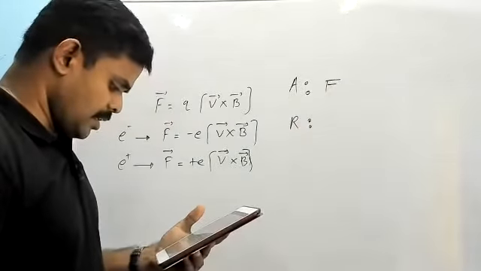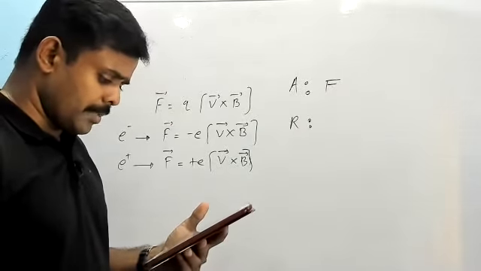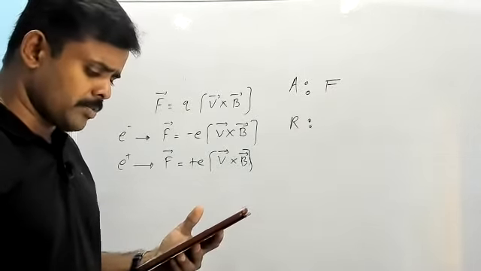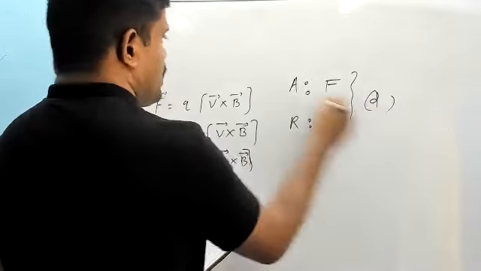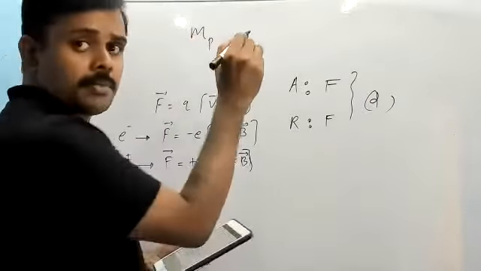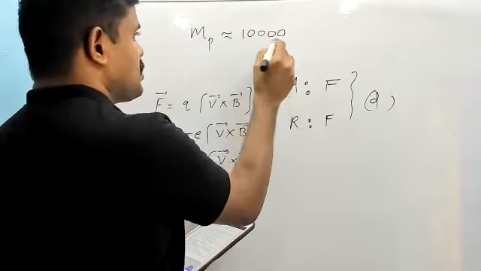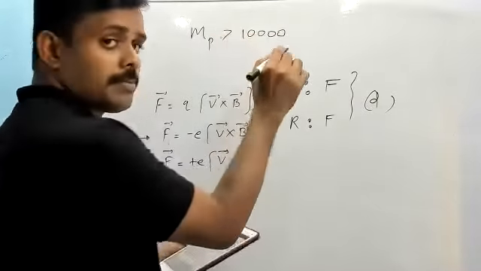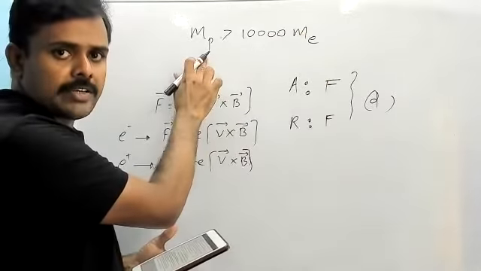They say the proton experiences more force. That's wrong, absolutely wrong. The reason says the mass of proton is more than that of electron. That is also false? Answer is option D, because the mass of proton is actually greater than 1000 times the mass of electron.